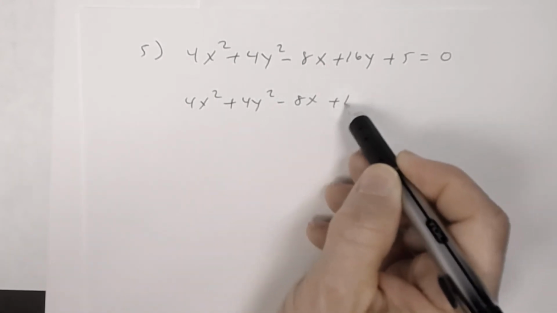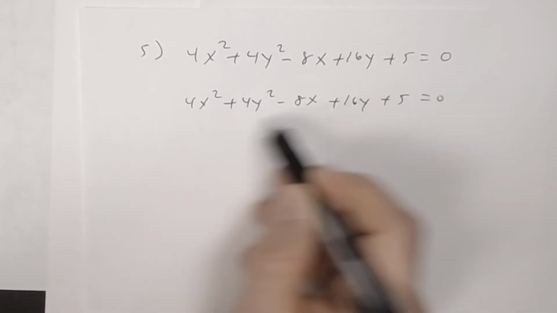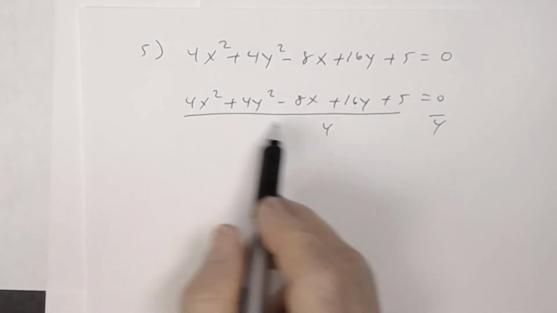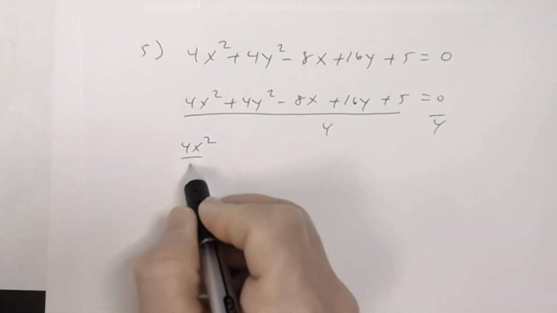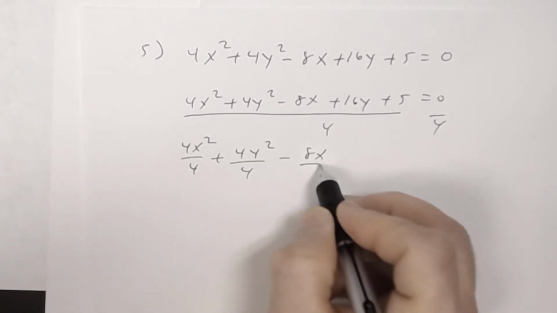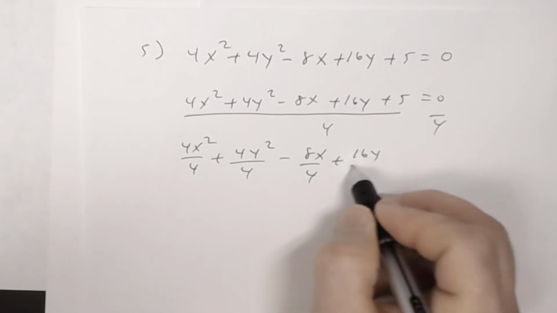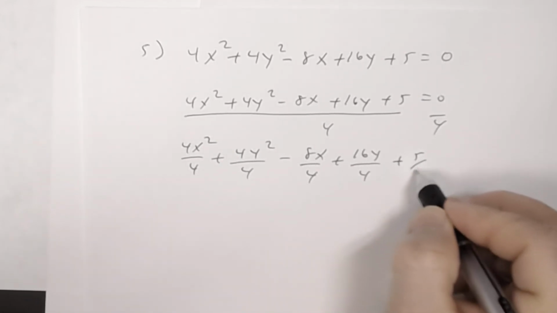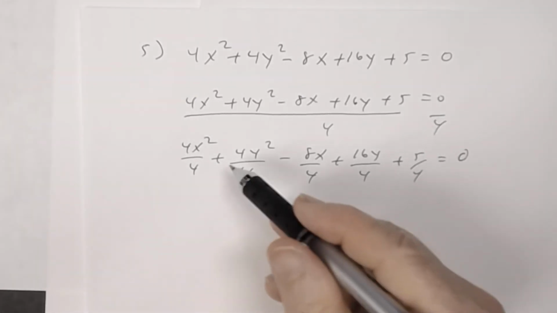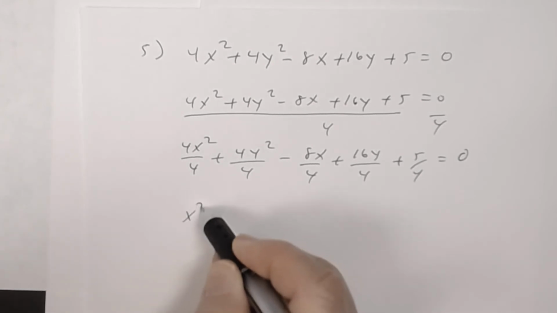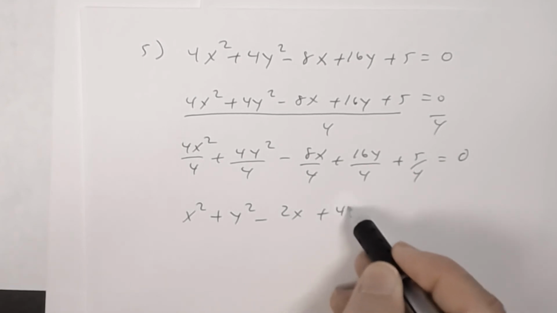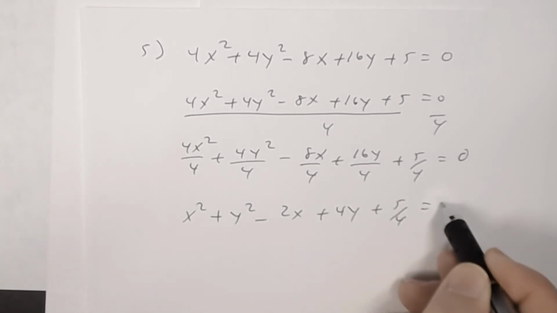Just like this. All right, I'm going to divide both sides by 4. And then I'm going to rewrite this as separate fractions. So 4x squared divided by 4 plus 4y squared divided by 4 minus 8x divided by 4 plus 16y divided by 4 plus 5/4 equals 0, because 0 divided by 4 is 0. Simplifying this becomes x squared plus y squared minus 2x plus 4y plus 5/4 equals 0.